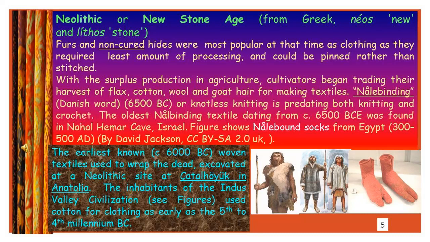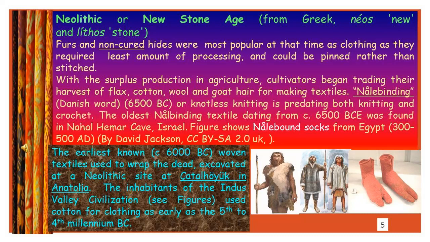With the surplus production in agriculture, cultivators began trading their harvest of flax, cotton, wool, and goat hair for making textile. Nail binding, a Danish term, 6500 BC, or knotless knitting, is predating both knitting and crochet. The oldest nail binding textile, dated approximately 3500 BC, was found in Nahal Hemar cave, Israel. Figure shows nail-bound socks from Egypt, 300 to 500 AD.